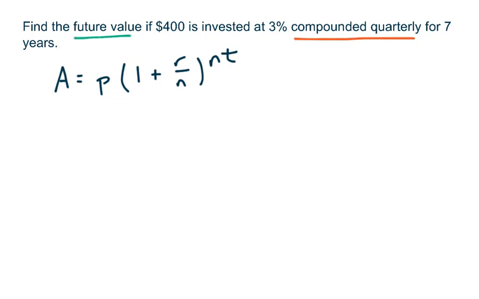Future value is what I'm looking for. So I don't know what A is, so that's just going to stay A. Principal is how much I started with, how much I invested. Well, that was $400.